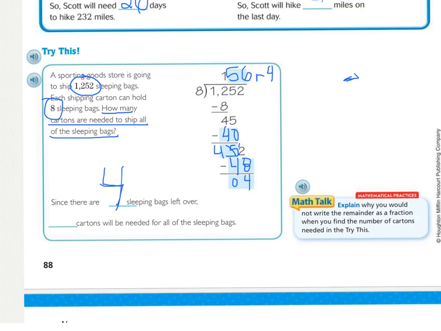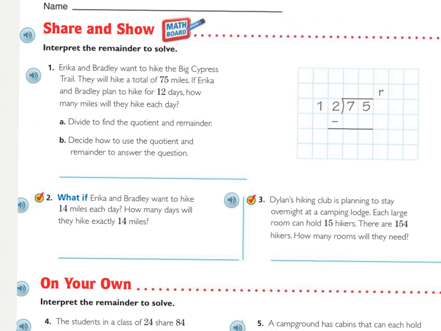Well, we know that we will need at least 156. But we can't leave out these 4, they need to be shipped as well. So we need to add an additional carton for those sleeping bags to be shipped. That means that our answer will be 157 cartons.